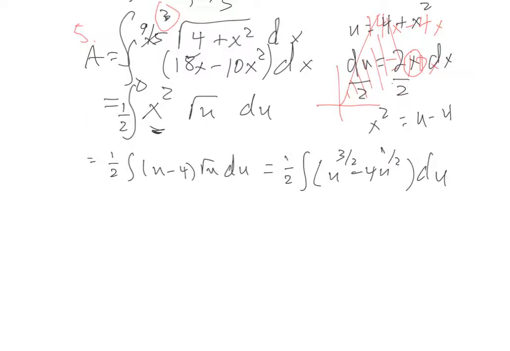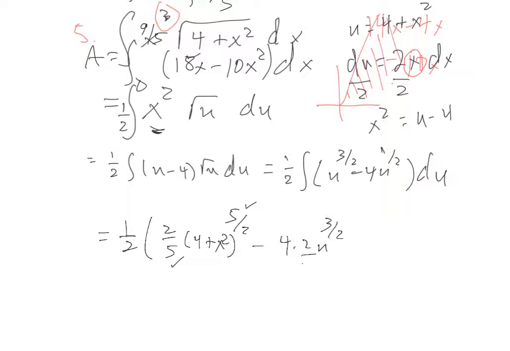And now we have it nice and easy. 1/2 times 2/5 u, which is 4 plus x squared, to the 5/2. So raise the power, divide by or multiply by the reciprocal since it's a fraction, and minus 4, and then we're going to raise u to the 3/2 and then multiply by 2/3. Okay, so there you go.